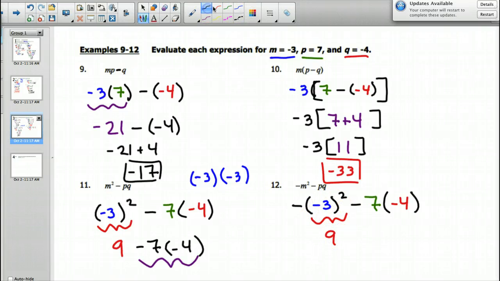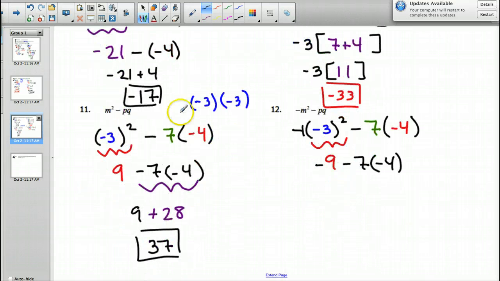But now I have this negative sign out in front. So I need to treat, again, that as a negative 1. So that's like having -1 times +9, which makes this a -9. Because of this negative sign out in front, this +9 turns back into a -9. And then I've got my -7 times -4, just like the last problem. -7 times -4, again, is +28. So we have -9 plus 28. -9 plus 28 is going to give me 19.